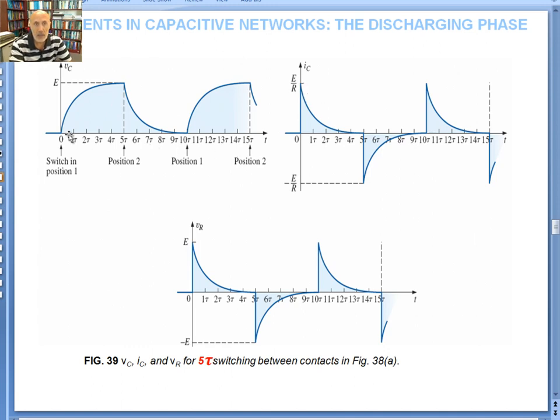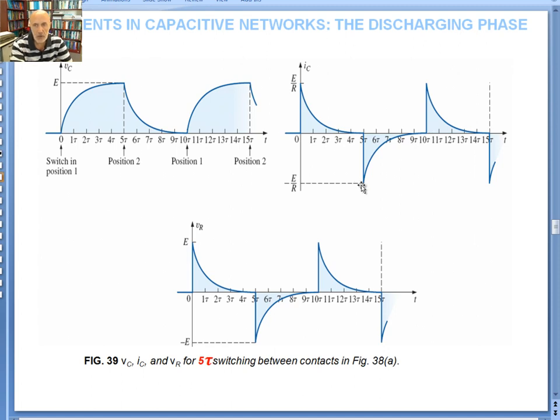Here's the current. When the cap is completely discharged, initially the current is at its maximum. When the cap is completely charged up, the current goes down to 0. But at the instant you switch to position 2, the voltage has not changed yet. The voltage across the capacitor at the moment you switch to position 2 for a discharging cycle is still at E, but the current will instantly change direction, with the same magnitude, because the voltage across the cap is still E and the resistance R is still the same.